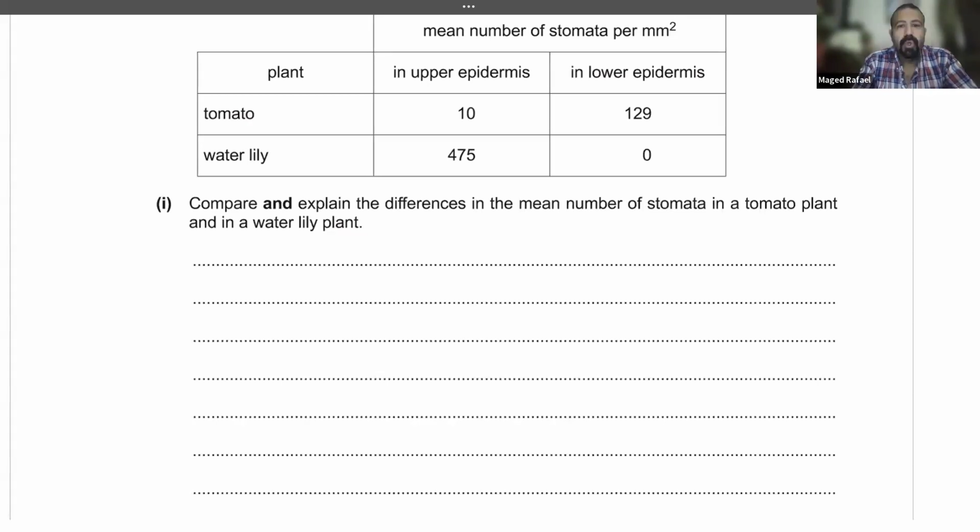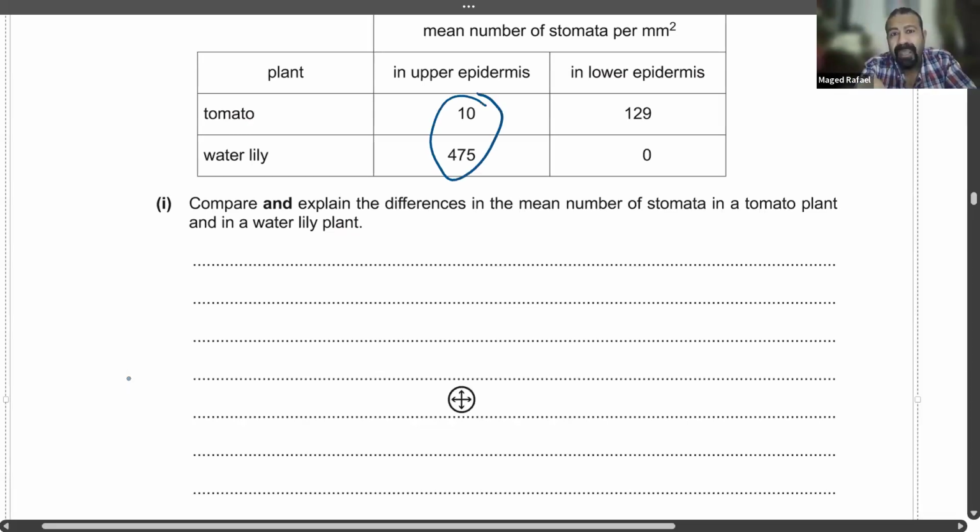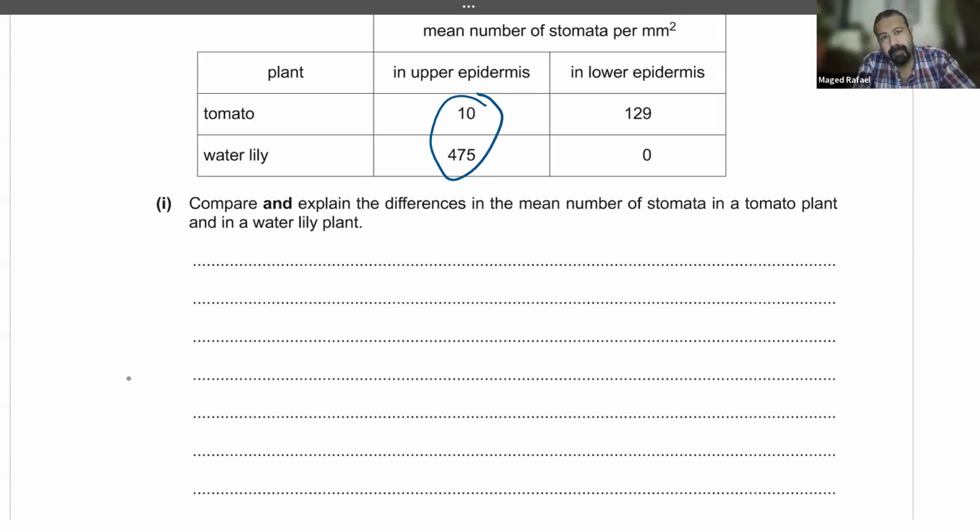The second point, and then tomato. It has more stomata in the lower epidermis than the upper. Okay, this is the second point. In order to compare also, I can compare between the number of stomata in the upper epidermis in both plants. So you can say water lily is way larger, or way increased in number of stomata in the upper epidermis in comparison with the tomato. Okay, this is the comparison.